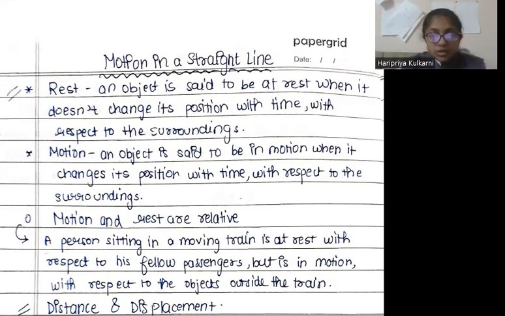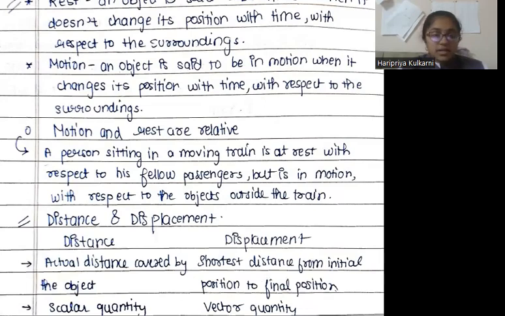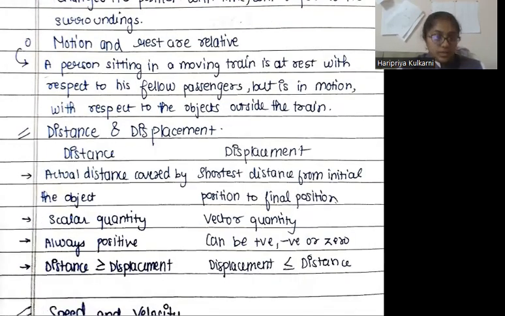Now, what is motion? An object is said to be in motion when it changes its position with respect to time and with respect to its surroundings. Of course, motion and rest are relative. A person sitting in a moving train is at rest with respect to the fellow passengers. If we both are sitting in a train, for me, you are at rest. For you, I am at rest. But for the people who are seeing from outside the moving train, we all are in motion. Why? Because we are moving with respect to the surrounding trees or whatever the environment is.